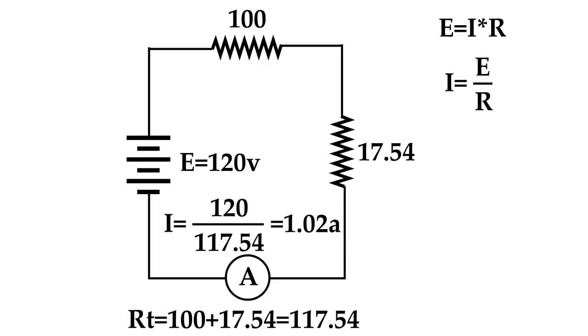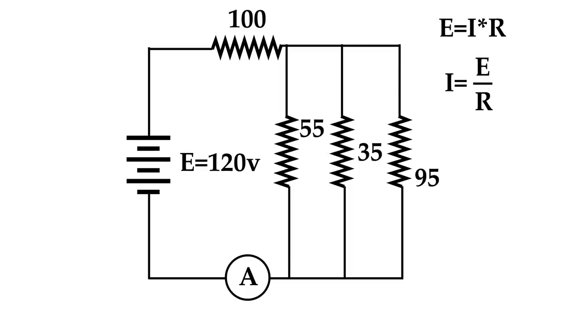Now that we know what the current is, we can now use the top formula, E equals I times R, to figure out what the voltage drops are across the 100 ohm resistor, which yields 102 volts, and of course across the 17.54 ohm resistor, that yields 17.89 volts, and I'm going to round that up to 18 volts.